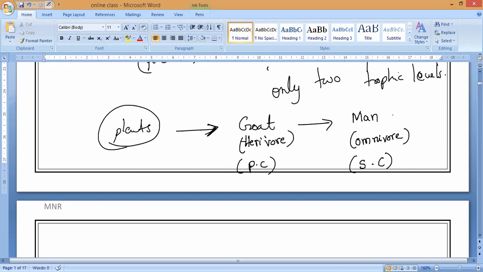So these are the ways to understand what a trophic level is, and how we need to represent a single food chain in the form of trophic levels, in the form of pyramids, and how to find the number of trophic levels present in them.